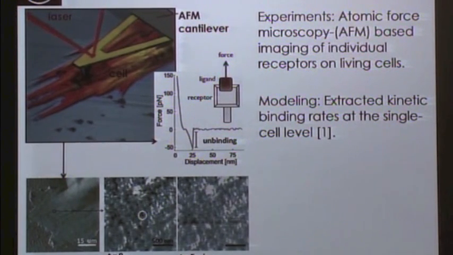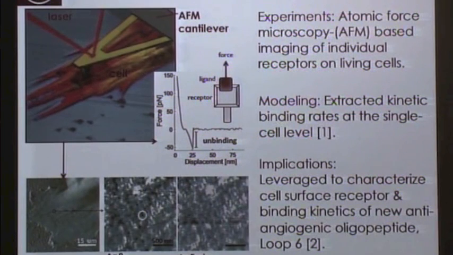Now, the implications of that have been very useful in working on problems in cancer, such as we recently worked on this to characterize an unknown at the time surface receptor for an anti-angiogenic peptide, loop 6. That was developed down the street at Children's Hospital by Marcia Moses, and we worked with her to help establish the mechanism of that drug by being able to show that that oligopeptide bound to a specific receptor. Okay, so this can be used to better understand the mechanisms and identify new targets.